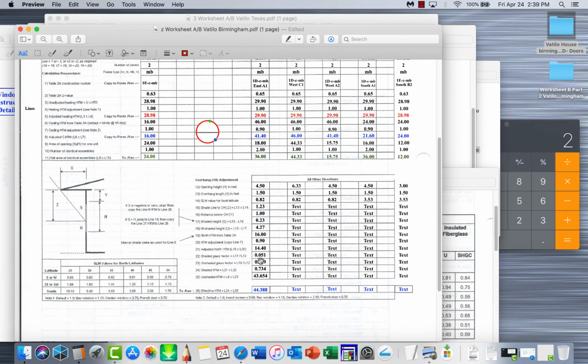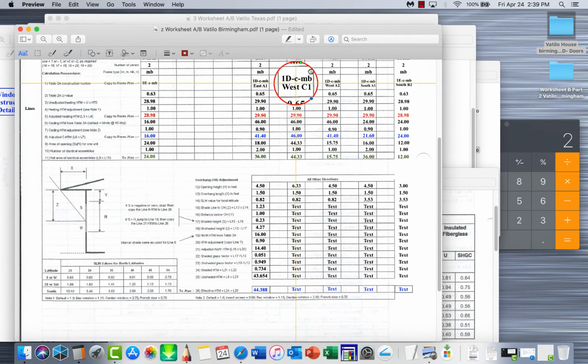In the last video, we did the East 1A window right here. Did this window right here. Make that a little bigger. There we go. We did the East 1 window right there, and we did a full calculation all the way down to the bottom to get the effective HTM down here at the base. These numbers here are what you're going to transpose back to the J1AE form, your main calculation page.